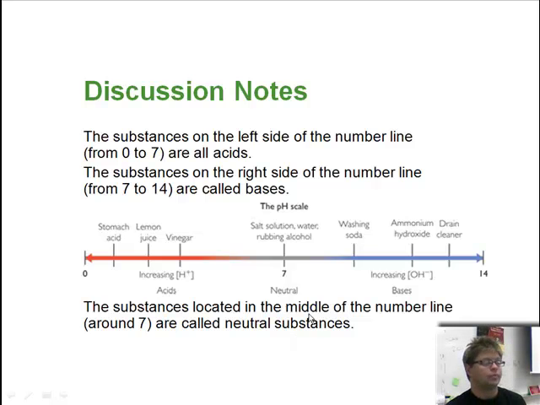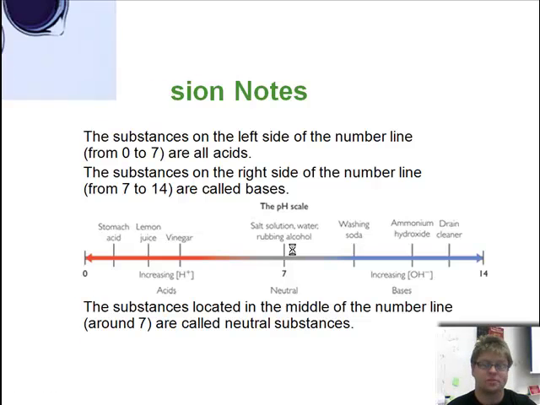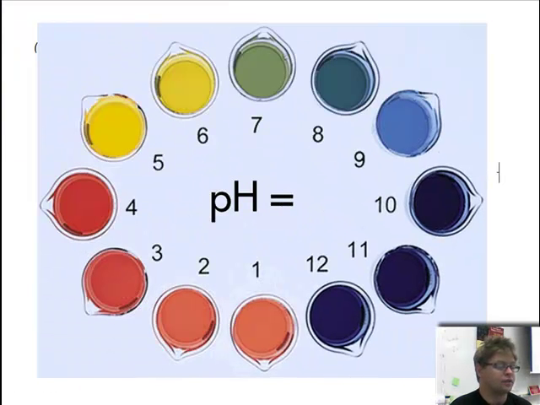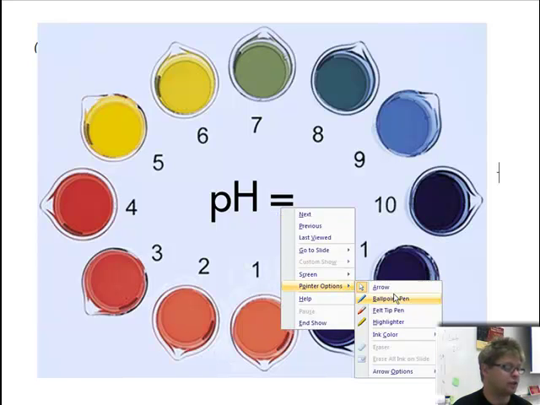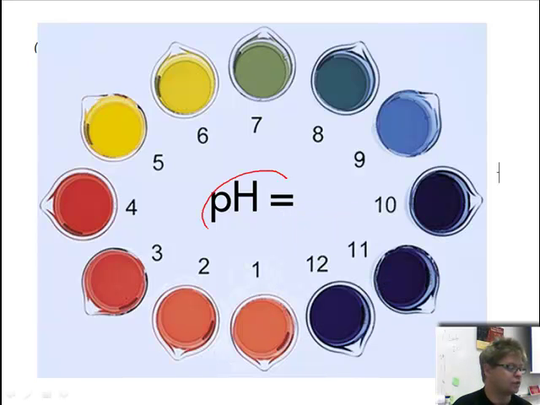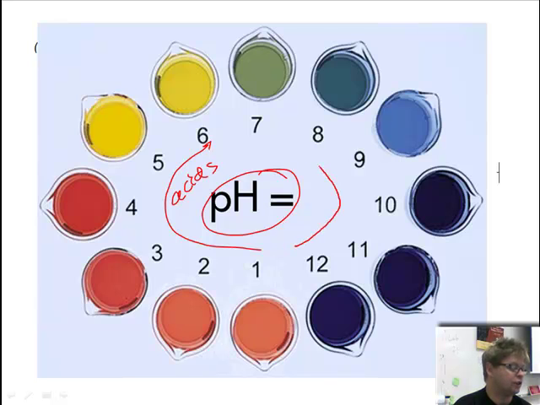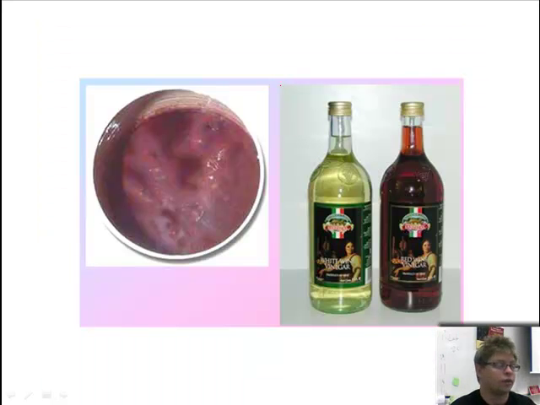The ones on the left side, again, from 0 to 7, are called acids. The ones on the right are called bases. And the ones right in the middle are called neutral substances. This scale here is known as the pH scale. You'll notice on this side, all the way up to here, these are called the acids, and over here in this range, these are all called the bases. And neutral, at least for universal indicator, has a coloration of green.